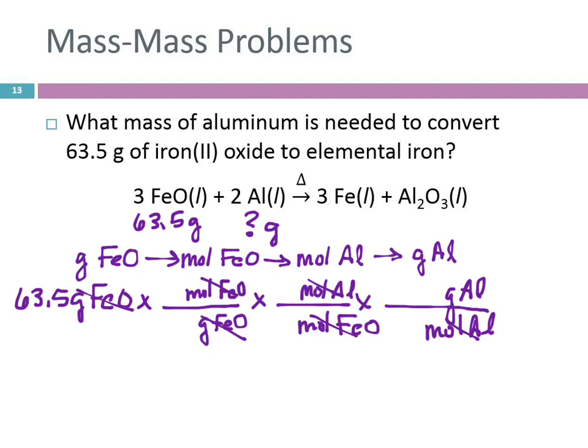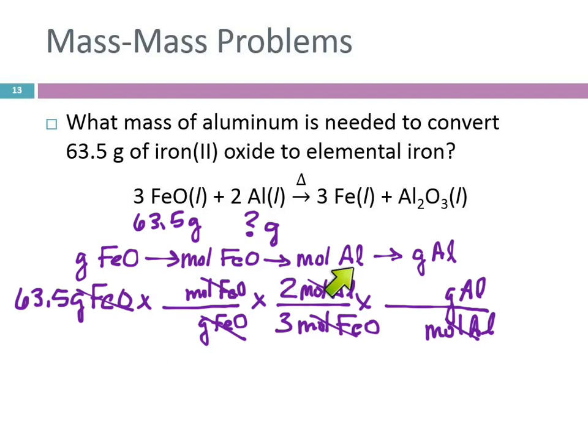I think the one in the middle is the easiest, the mole ratio. That comes from the balanced chemical equation. There's a 3 in front of FeO, so in that middle term, in front of FeO, I'm going to write 3. And in front of aluminum, there's a 2. That was easy, huh?